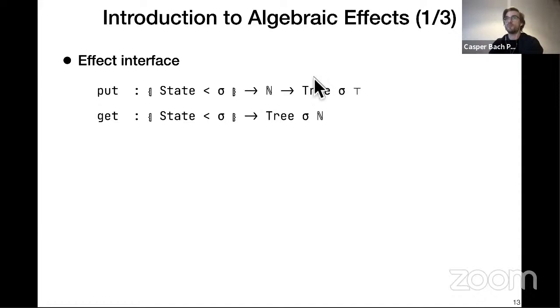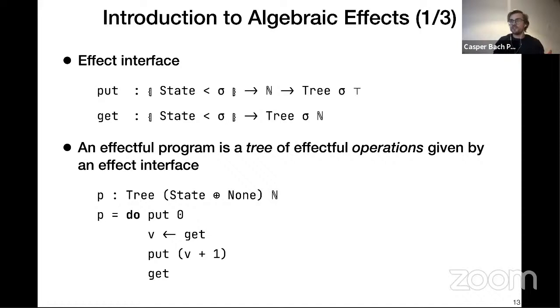And the put operation returns a value. So that's the final bit of the signature. The value here is top, which in Agda is the unit type. Okay, so put is an operation that takes a natural number and returns unit. Get is an operation which doesn't take any arguments, it represents an obligation to return a natural number. And what this effect interface essentially does is it allows us to construct effect trees. It allows us to construct a syntactic representation of a program involving the sets of effects that sigma describes.